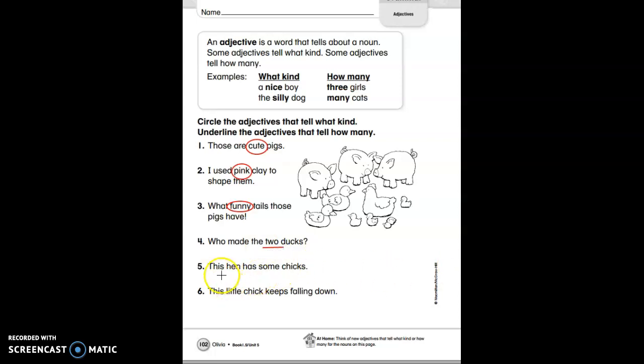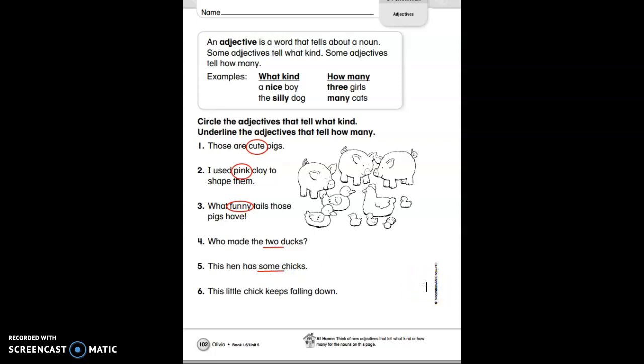Number 5. This hen has some chicks. Do you know which one our adjective is? Some. It tells us how many chicks. We have some chicks. Underline that because it tells us how many.